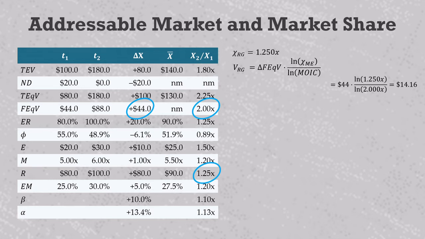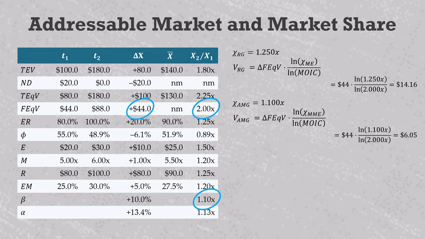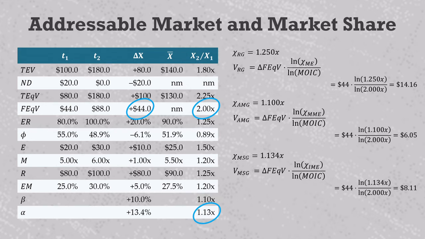The addressable market growth multiplier is 1.10x, so we take 44 million times log 1.1 over log 2 to get addressable market growth of 6.05 million. And the market share growth multiplier is 1.134x, so we take 44 million times log 1.134 over log 2 to get market share growth of 8.11 million.